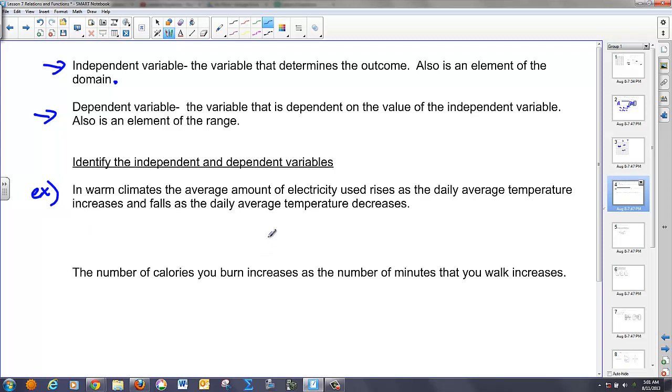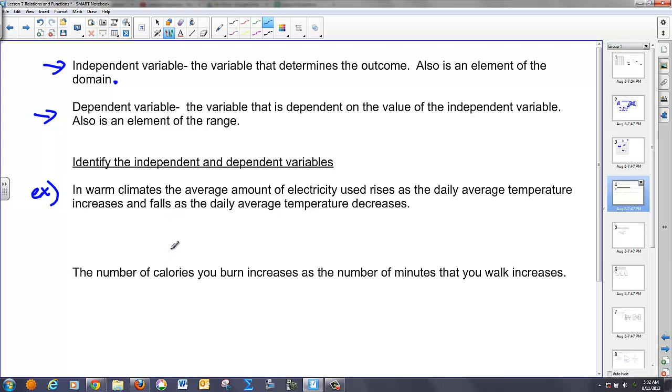We say that in warm climates, the average amount of electricity used rises daily, or as the daily temperature increases, and falls as the daily temperature decreases. So we need to know what is being affected and what affects it. All right? Well, the average amount of electricity is affected by the temperature.